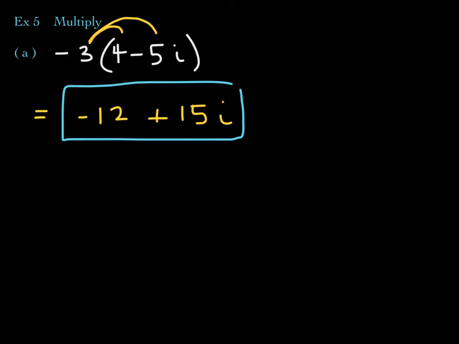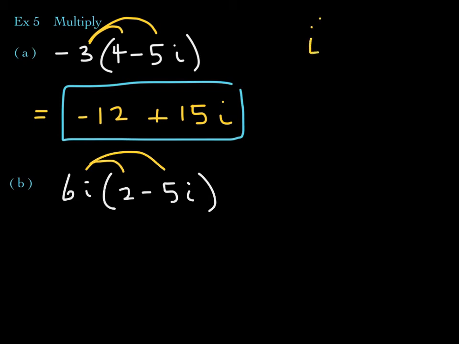Let's do another. All right, now we have 6i times 2 minus 5i. Again, nothing new here except for the fact that, so I'm going to distribute as I'm talking, except for the fact that, remember, i squared is equal to negative 1. I squared, don't forget that i squared is equal to negative 1. If you remember that, then you're going to be fine, okay?